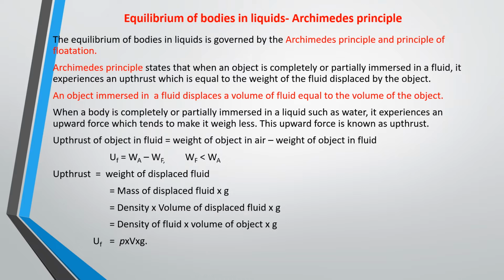So upthrust is a force that tends to push a body upward when it is immersed in a fluid or in air. This force that the object experiences is called upthrust. Okay, so upthrust on an object in a fluid is equal to the weight of the object in air minus the weight of the object in fluid. We know that the weight of the object in air is always greater than the weight of the object in the fluid, and that is what I have stated here. Upthrust is weight in air minus weight in fluid.